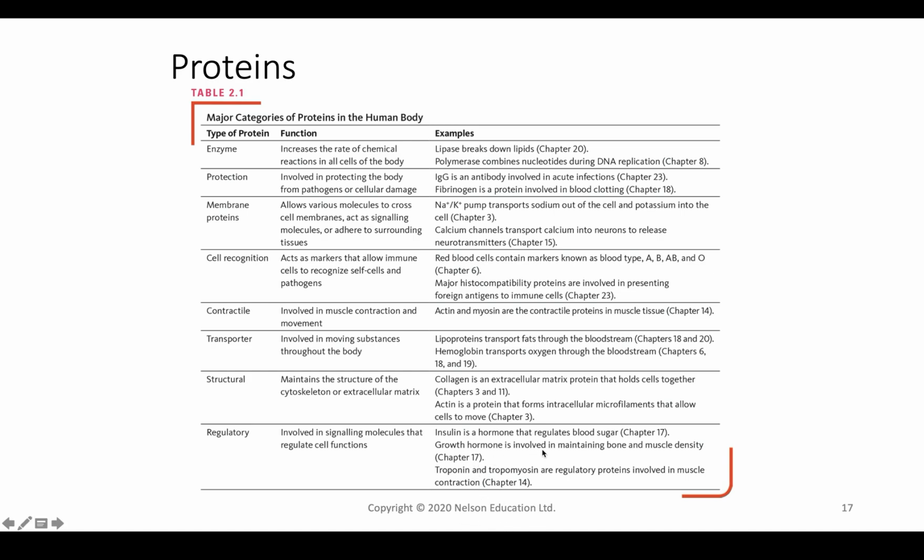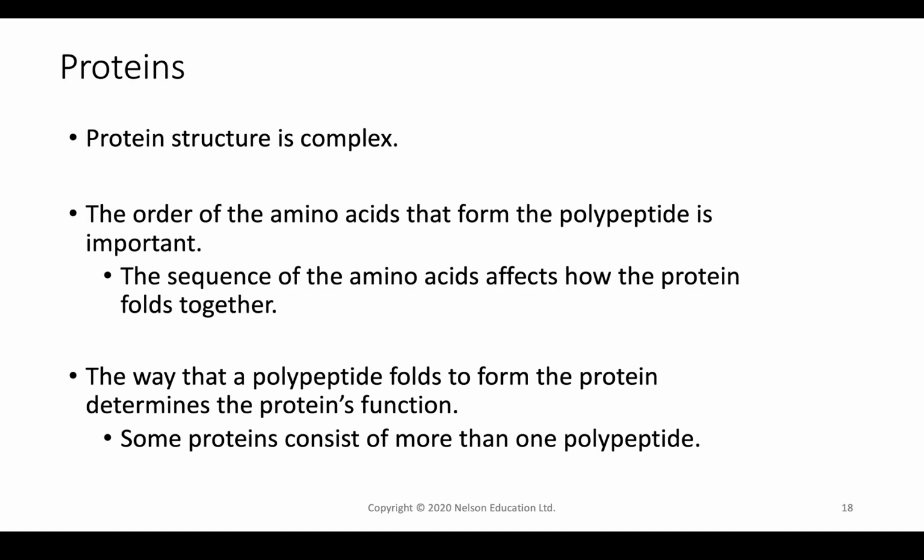We also have growth hormone, which is going to be responsible for dealing with your bone density and your muscle density, so increasing your bone and muscle density. And we also have regulatory proteins known as troponin and tropomyosin that are involved in muscle contractility and contraction.